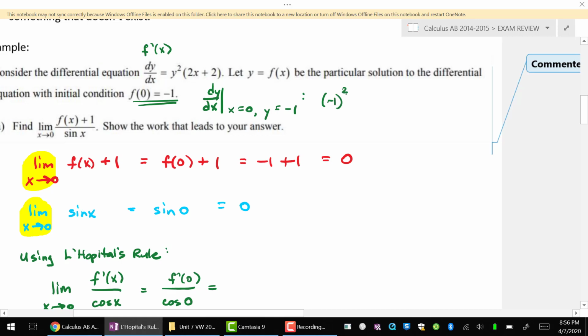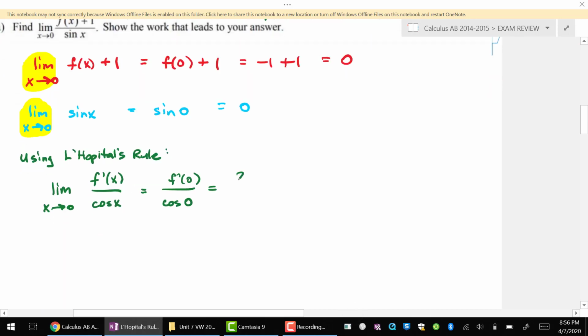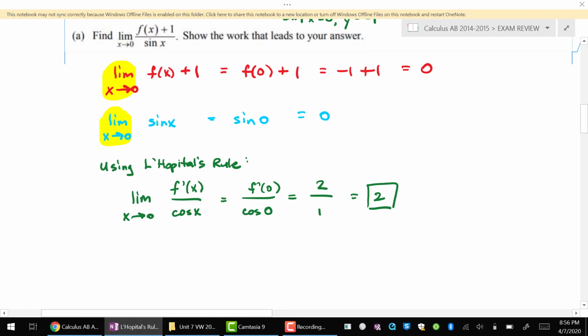(-1) squared for y, and then 2x plus 2, 2 times 0 plus 2. This is going to become a value of 1 times 2, or simply 2. Cosine of 0 is 1, and my limit will have a value of 2. But again, I want to draw your attention to the use of proper limit notation throughout this problem.